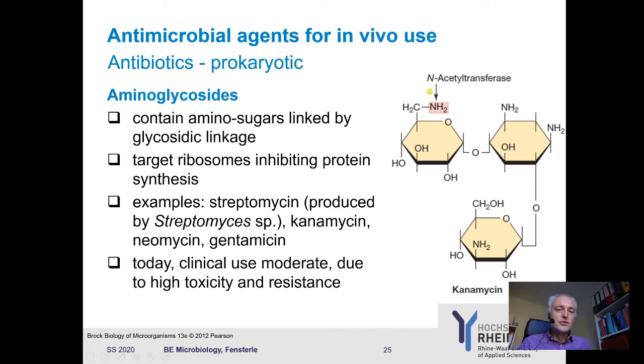Now there are other antimicrobial agents for in vivo use, and one group are aminoglycosides. Again, you don't need to learn structure formulas, but you need to know the basic features of this group. They contain amino sugars linked by glycosidic linkage, and these usually target ribosomes, inhibiting protein synthesis. Examples are streptomycin or kanamycin, as on this picture here, neomycin, gentamicin. Today, the clinical use is moderate because there are many bacteria which have developed a resistance, and the toxicity of these antibiotics is quite severe.